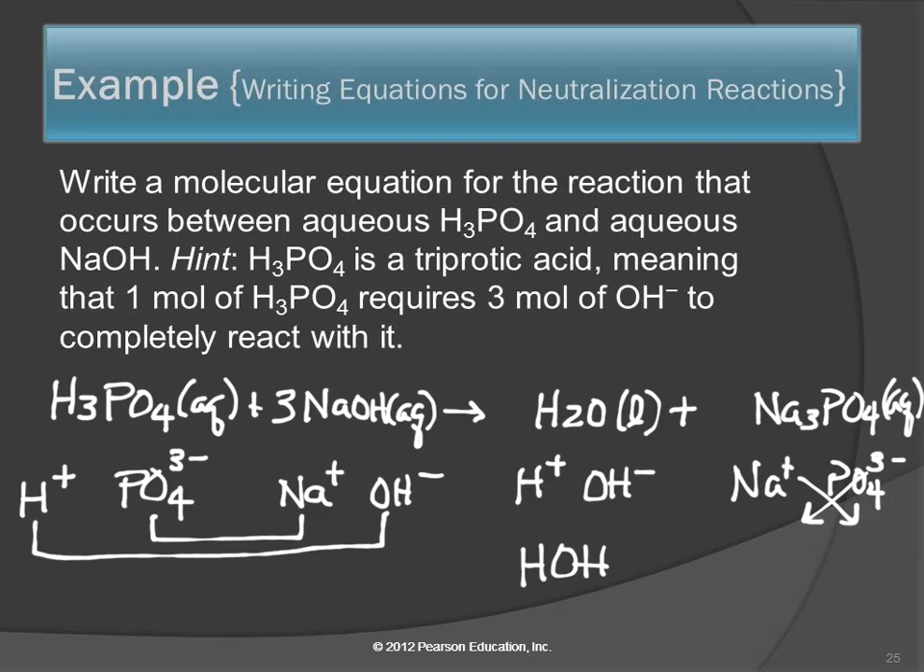So this is showing us now, with the water, with the hydrogens and oxygens, it gets a little trickier. Here we've got 3 hydroxides, and here we've got 3 hydrogens. And so if we think about them individually, we need 3 hydrogen ions and 3 hydroxide ions. And how many water molecules is that going to make? 3.